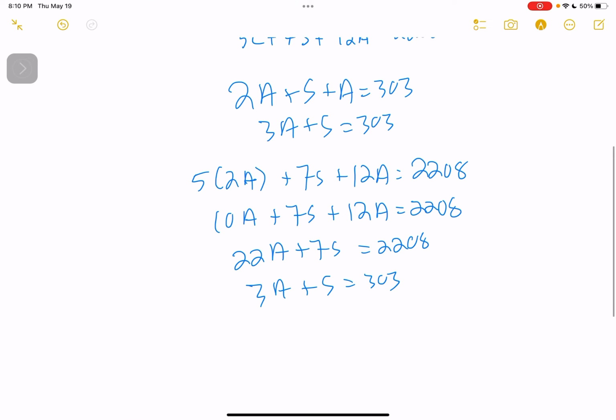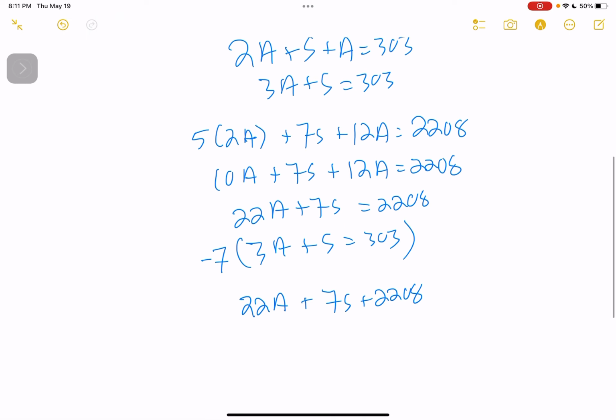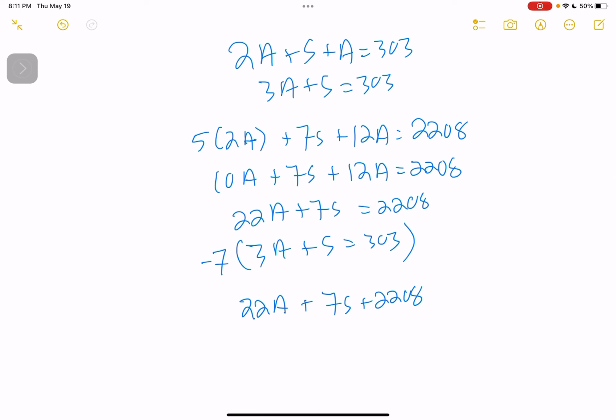So what I'm going to work on here is getting rid of the S, because that's the easiest one to get rid of, and I can multiply that second equation by -7. So I still have that 22A plus 7S equals 2208 from above. Then -7 times 3A is -21A. -7 times S is minus 7S. And -7 times 303, I'm not going to do that in my head. I think it's -2121 though.